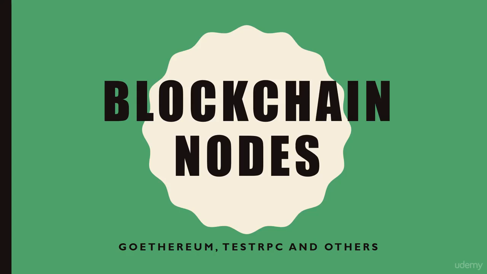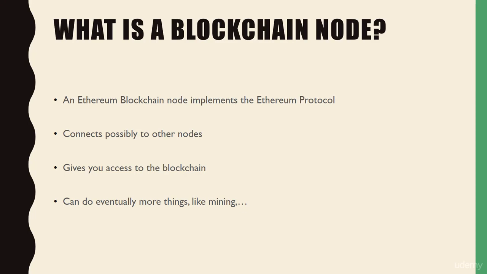In this video, we are going to have a look at different blockchain nodes. Let's first have a look at what a blockchain node actually is. An Ethereum blockchain node implements the Ethereum protocol. It probably also connects to other nodes, and it gives you access to the blockchain. Eventually, it can also do more things, like mining, for example. But first and foremost, it implements the Ethereum protocol.